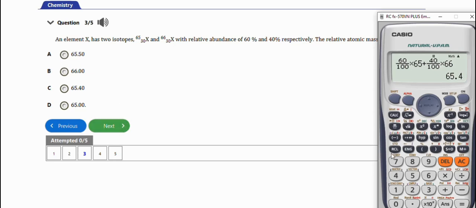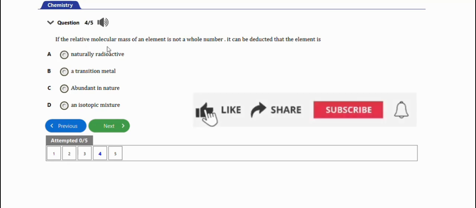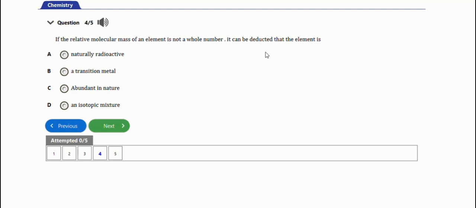Next question, let's wipe this, will be this one. It says if the relative molecular mass of an element is not a whole number, it can be deduced that the element is naturally radioactive? No. A transition metal? No. Abundant in nature? No. An isotopic mixture? Yes. So the element is an isotopic mixture.